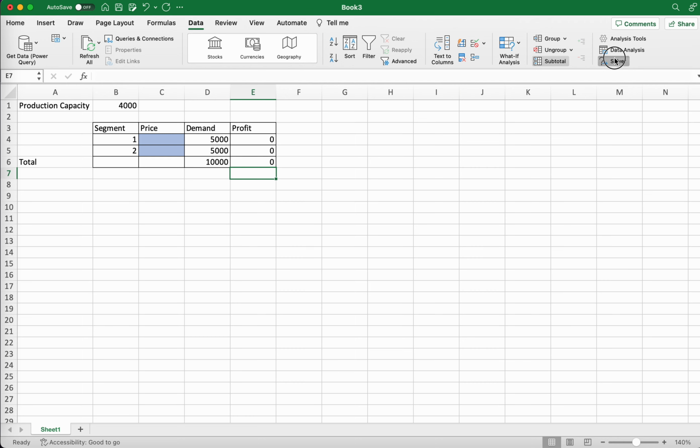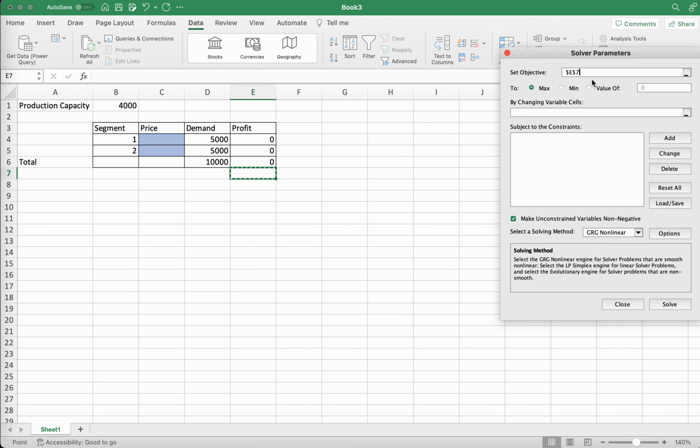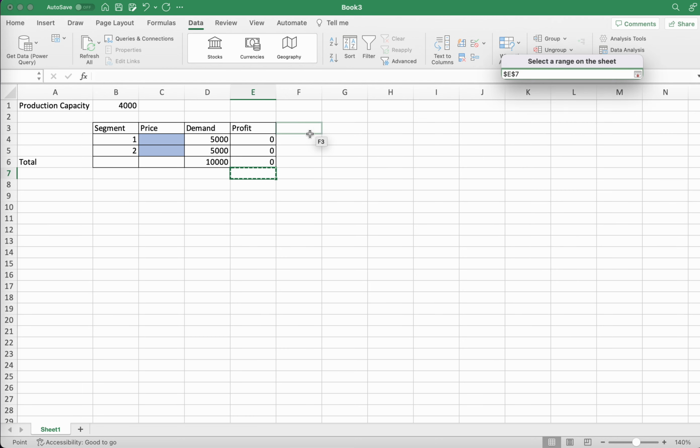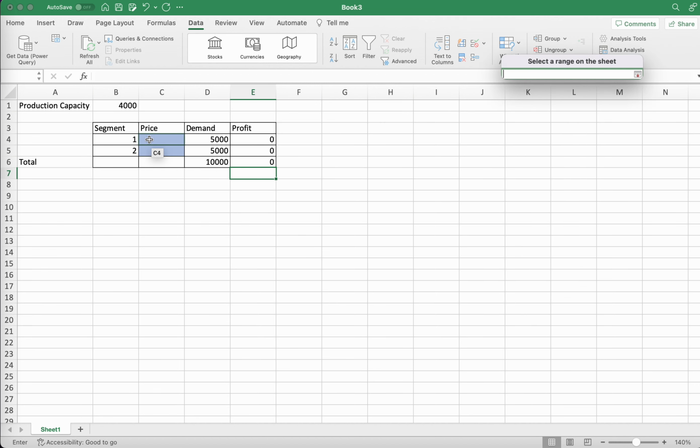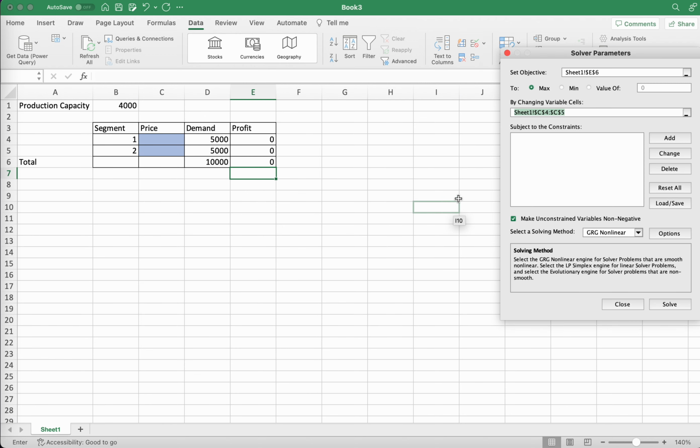Data solver. So our objective is to maximize. Remember that the total profit is here in, say, E6. So maximize the profit in E6. The changing variable cells, we are changing the values of the price. So the price is the only variable here. Once you set the price, demand gets set and everything gets set, but it's based on the price initially.